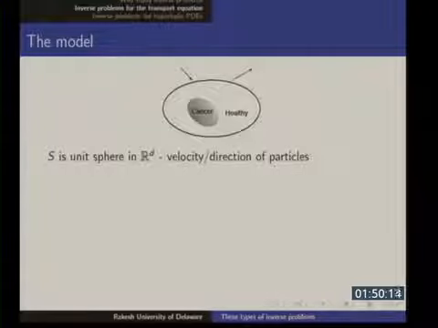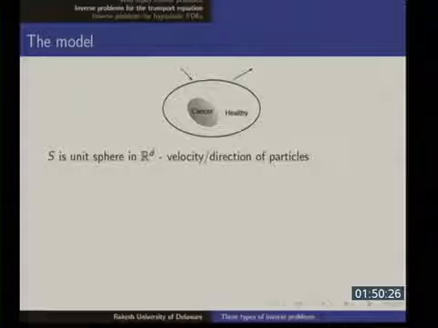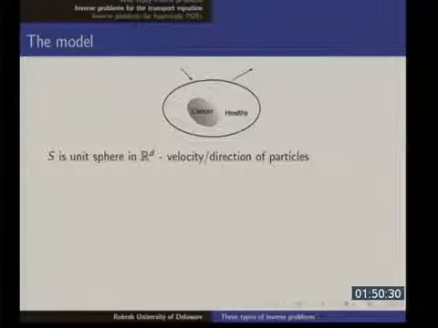Speed is one. The velocity is really giving you the direction of the particle, and then it goes and interacts in the medium. It's either absorbed or scattered, correct? It's absorbed and scattered, and then it comes out, and you're measuring what's coming out, and from that, you want to determine the absorption coefficient at each point and the scattering coefficient at each point.